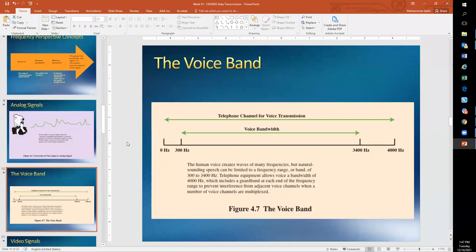Repeater is used for digital signal. The advantage of the repeater is that it will regenerate the original signal. The amplifier will amplify the whole signal. Amplifier is used mainly for analog signals.